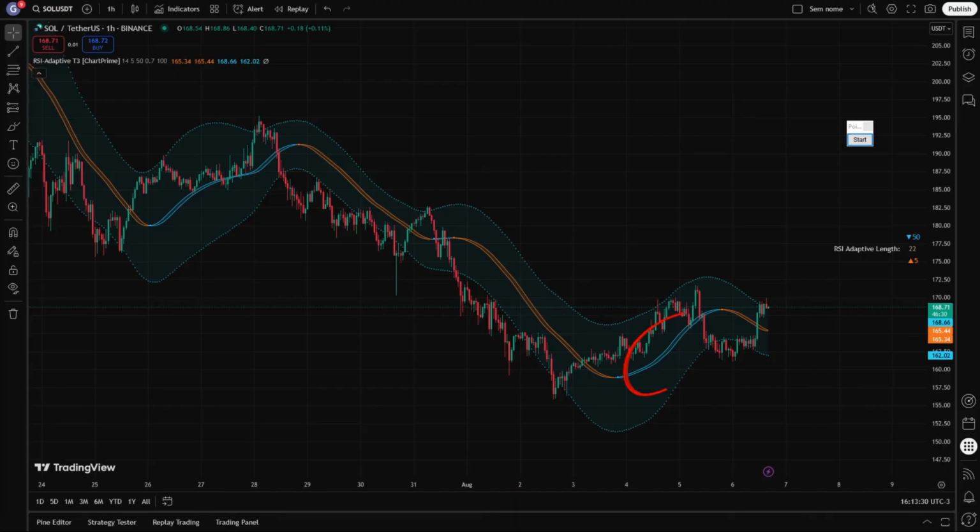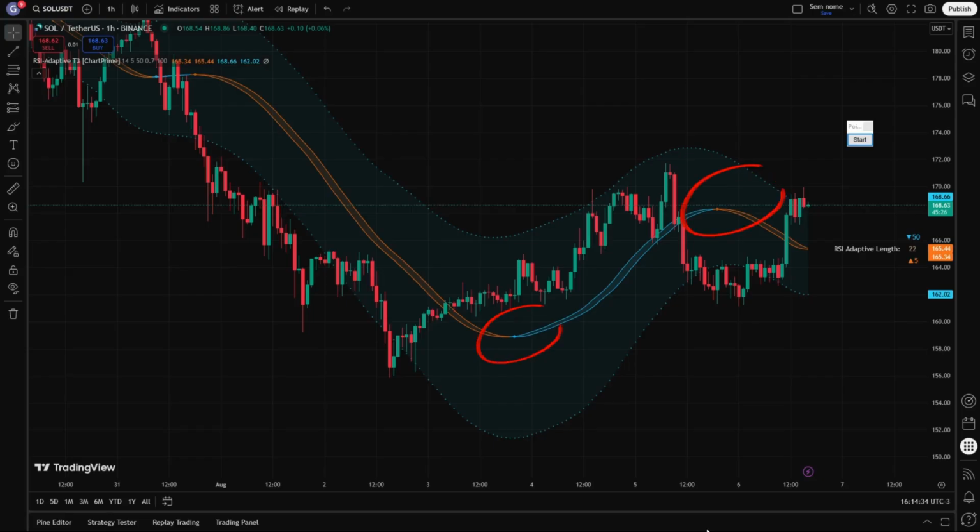Blue T3 main line means an uptrend. Orange means a downtrend. This color change already gives you a quick view of the market direction. Adaptable volatility bands, above and below the T3 line. They expand when the market is volatile and contract when the market is calmer. Great for spotting possible breakouts. Markers, small diamonds or crosses, show where the T3 line crossed a lag version of itself. This can indicate trend reversals or good pullback points.